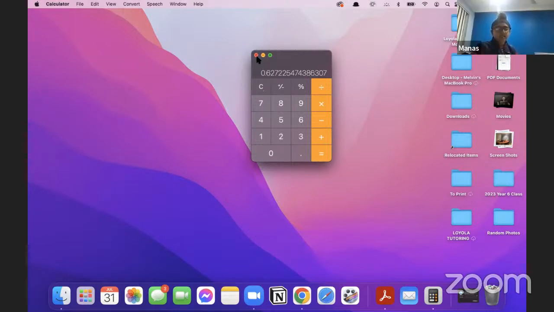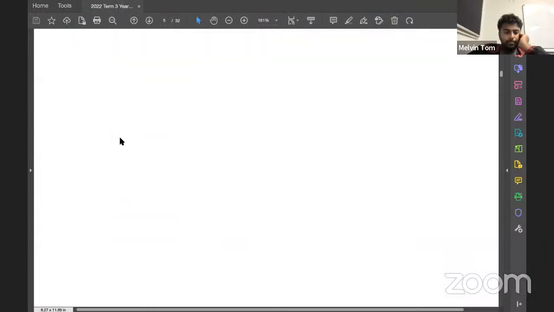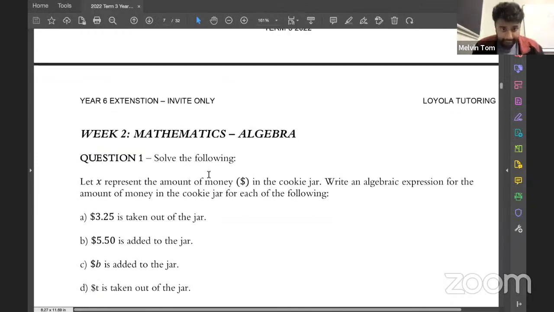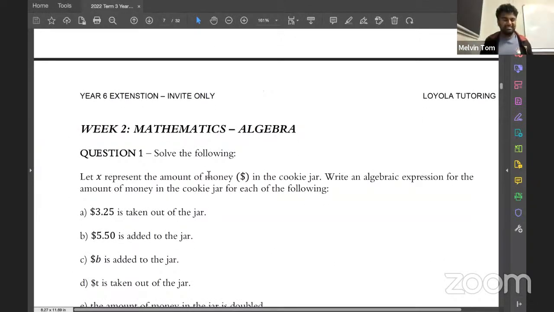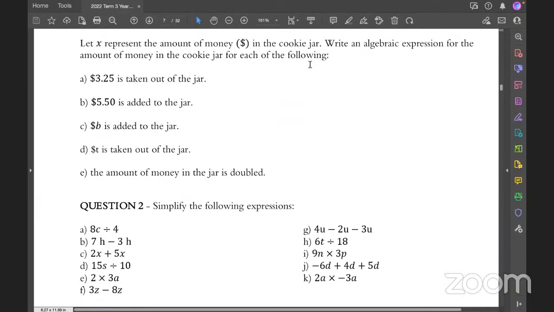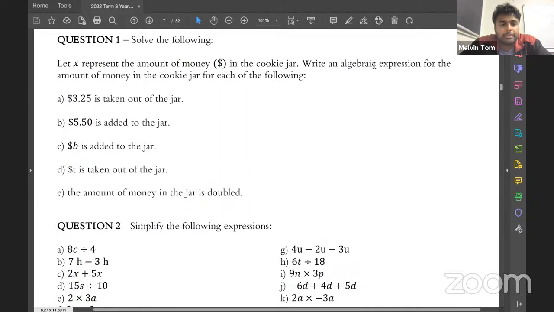Okay. All right. Next question. Let's see. Algebra. Question 1E in algebra. Let's take a look. Okay. Who's breathing into their mic? Okay. Let X represent the amount of money in a cookie jar.